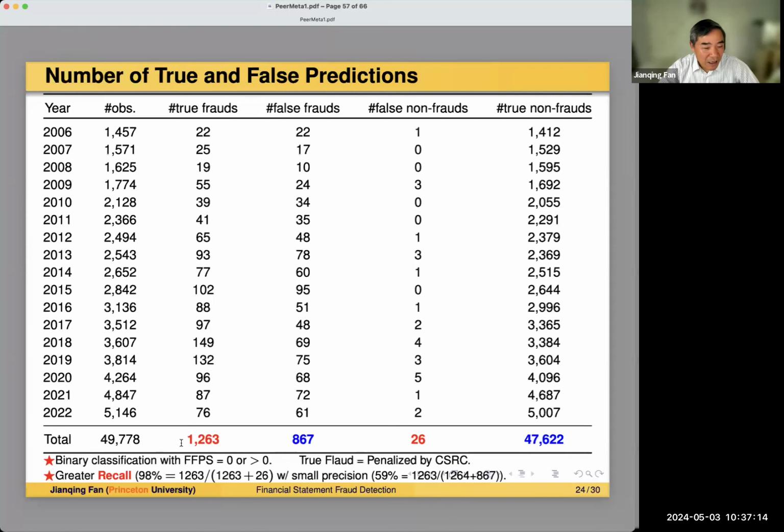Precision and recall have the same numerator, depending on the denominator. Precision is divided by the total number of fraud that you claimed, right? And then the recall is divided by the total number of firms that actually committed the fraud. So we have pretty high recall and pretty high precision also for the non-fraud companies.